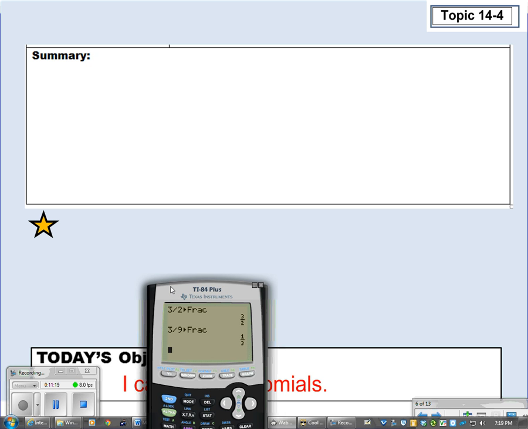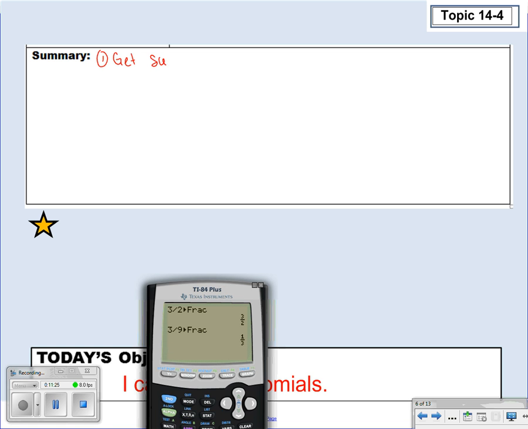So our first thing is to get the sum and the product. So the sum is the number in front of x. And the product is we multiply the first and the last coefficient.